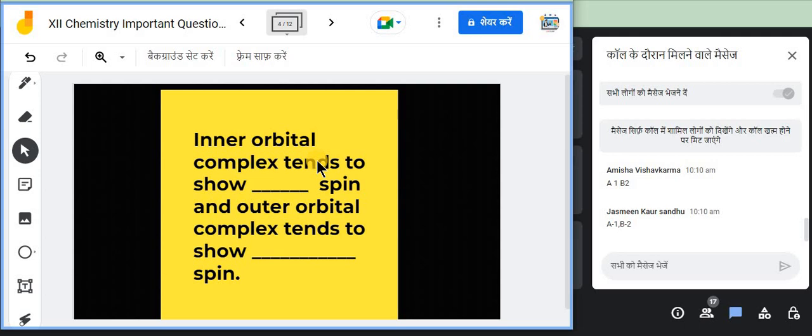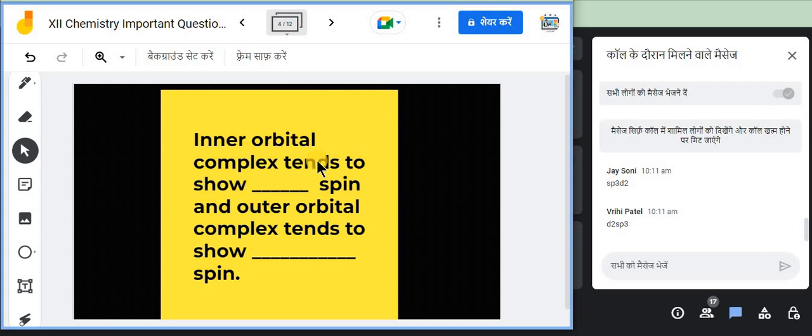I am having two complexes where hybridization is sp3d2 and d2sp3. My question to you is, which is the inner orbital complex, sp3d2 or d2sp3? The hybridization is sp3d2 and d2sp3, which is the inner orbital complex? So it is not sp3d2, it is d2sp3.